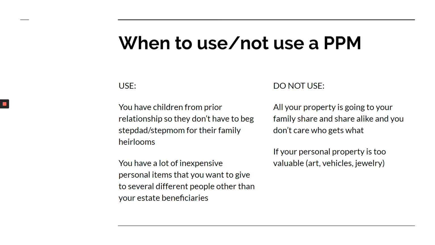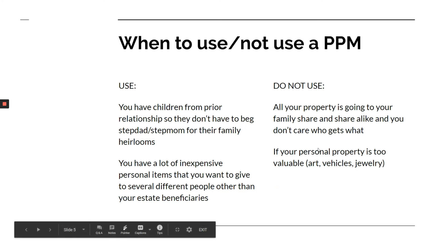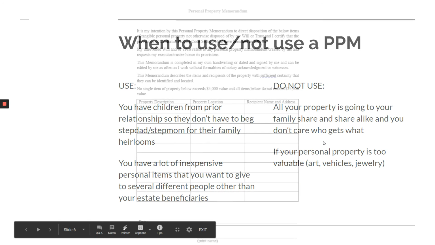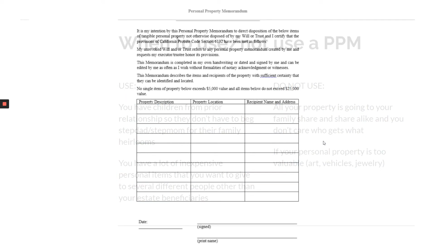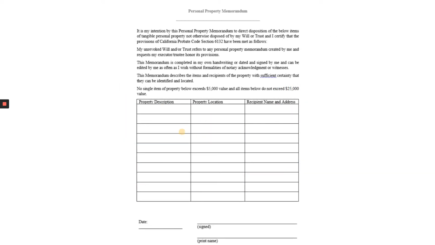Another scenario is, even if you're not a blended family and you've got a lot of items that you want to give to certain children or maybe grandkids or someone else, like a watch to your sibling or something like that. Those are good scenarios where you might want to use a PPM. When you don't want to use it is when all of your property is just going to your family and it's kind of share and share alike. That's probably not really necessary. Or if you've got really expensive stuff like valuable jewelry and art.